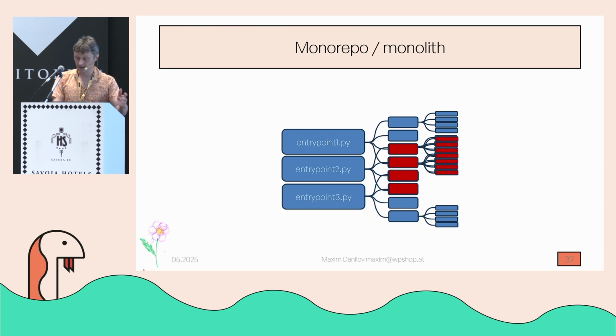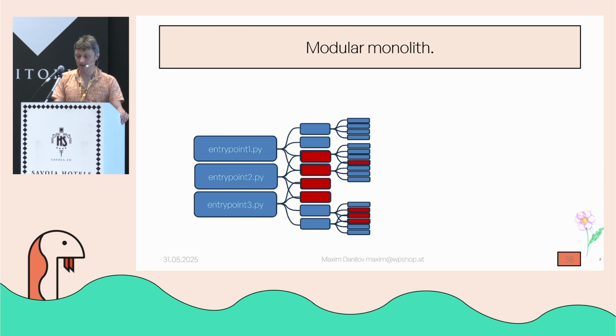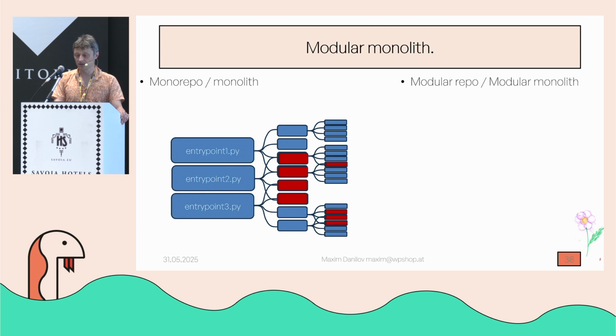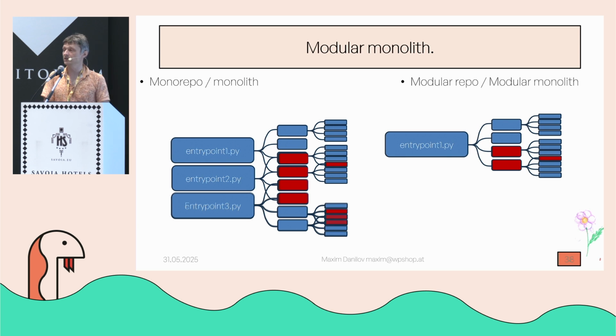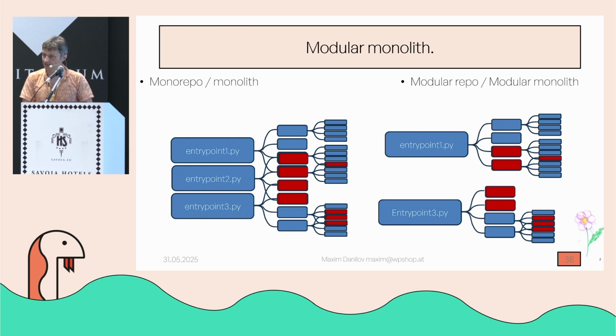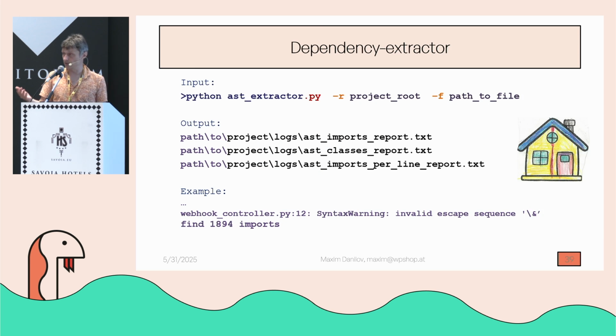And the next step, we can take simply 1 entry point and collect all dependencies exactly for this entry point and put it separately. And the other entry point also separately. If we can do it on the fly, it means every time we work with only 1 entry point with a small bunch of libraries and packages. The dependency extractor, which I created, does exactly this.